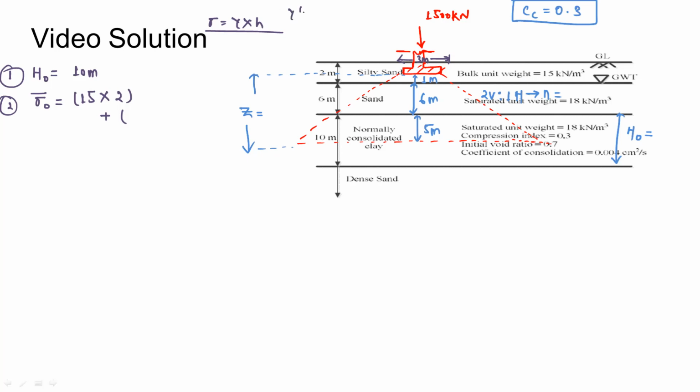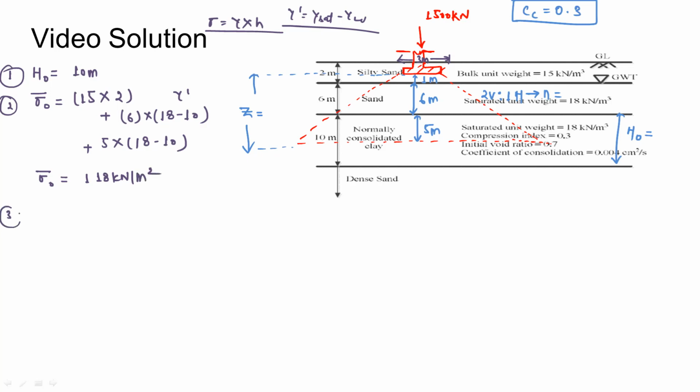So the submerged unit weight is nothing but gamma sat minus gamma w. So we can write 6 into (18 minus 10) as our gamma submerged term. At the center of the clay layer, it will be 5 into (18 minus 10) meter. So our effective stress before the application of load will be 118 kilonewton per meter square.